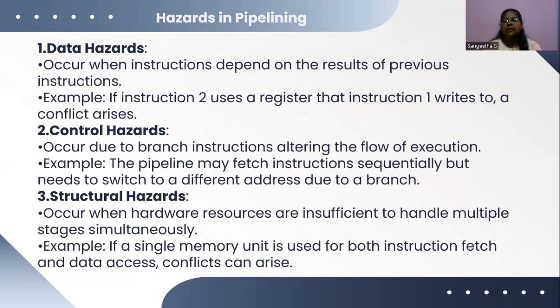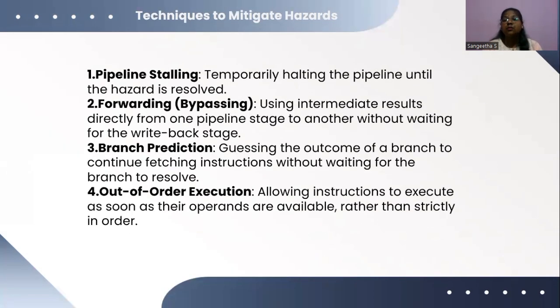Control hazards are due to branch instructions altering the flow of execution. Structural hazards occur when hardware resources are insufficient. If a single memory unit is used for both instruction and data access, conflicts can arise. If I give separate memories for instruction and data, there will be no conflicts in pipelining. But with a single memory for both, the problem arises because it cannot fetch an instruction and access data at the same time. Next are techniques to mitigate hazards.